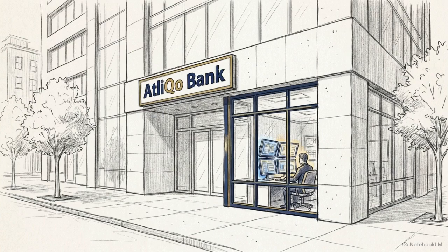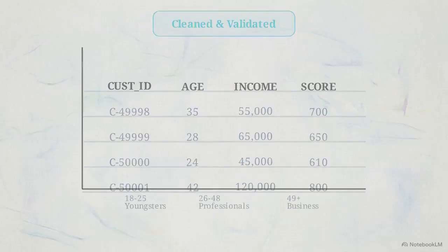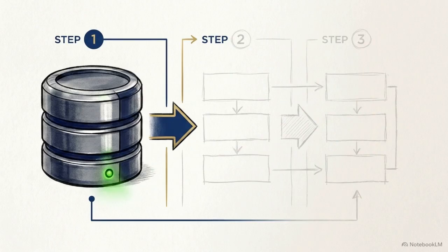Welcome to AtliQo Bank. We're stepping into a real-world corporate data science role. Our objective is to take 50,000 rows of messy, raw lender data and extract a highly profitable credit card strategy. We will tackle this workflow in 3 distinct phases.